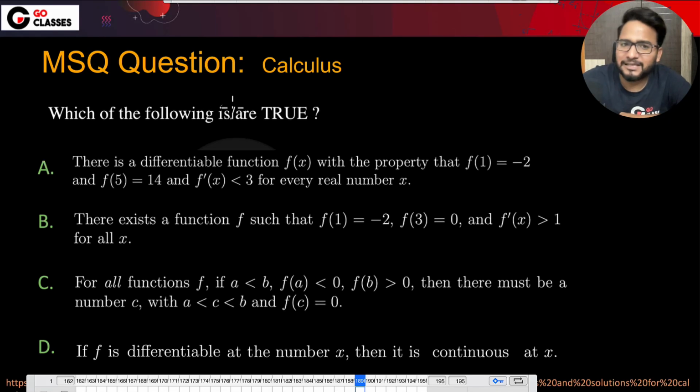Hi all, let's just solve this question. This is related to calculus. They are asking which of the following is or are true.